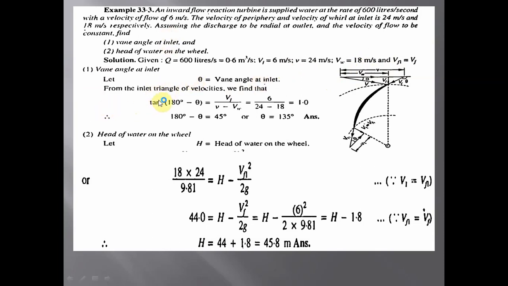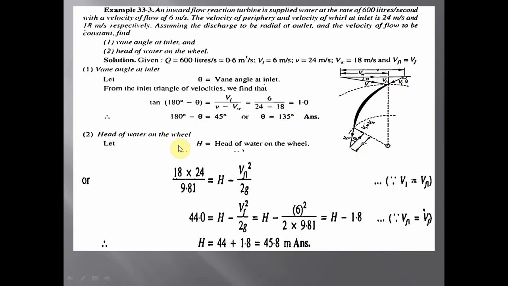Then from the inlet velocity triangle, we find tan(180 minus theta) is equal to Vf divided by (u minus Vw), that is 6 divided by (24 minus 18), that is 1.0. 180 minus theta is equal to 45 degrees, or theta is equal to 135 degrees. So this is the velocity triangle at inlet, and this is the velocity triangle at outlet.